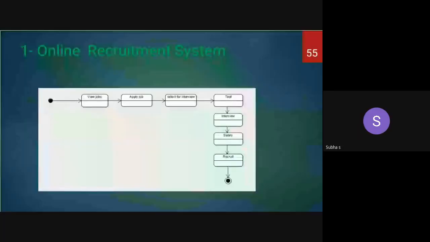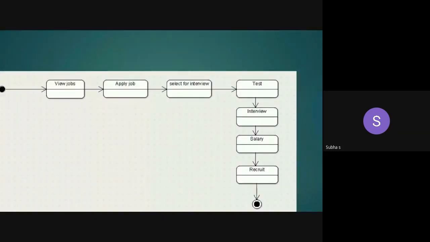That is the thing I have to say. Here is the online recruitment system, the same diagram, the same example I can give. Especially here the applicant refers to the job. They are going to apply to the organization. If the organization chooses the candidate profile, then only they are allowed into the recruitment process.